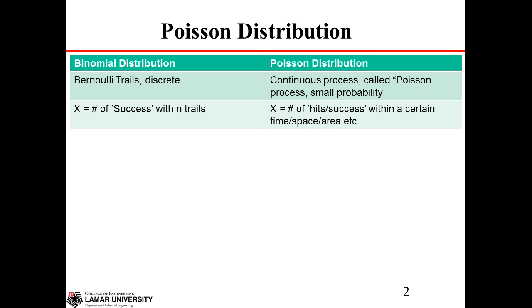binomial random variable X was used to quantify the probability of the number of successes within a fixed number of trials n, while in the Poisson distribution the random variable is used to quantify the number of hits (successes) within a certain time, space, or area. Therefore, the variable is used to quantify the number of successes or hits within a continuous process, and this continuous process occurs over a span of time, space, or area.